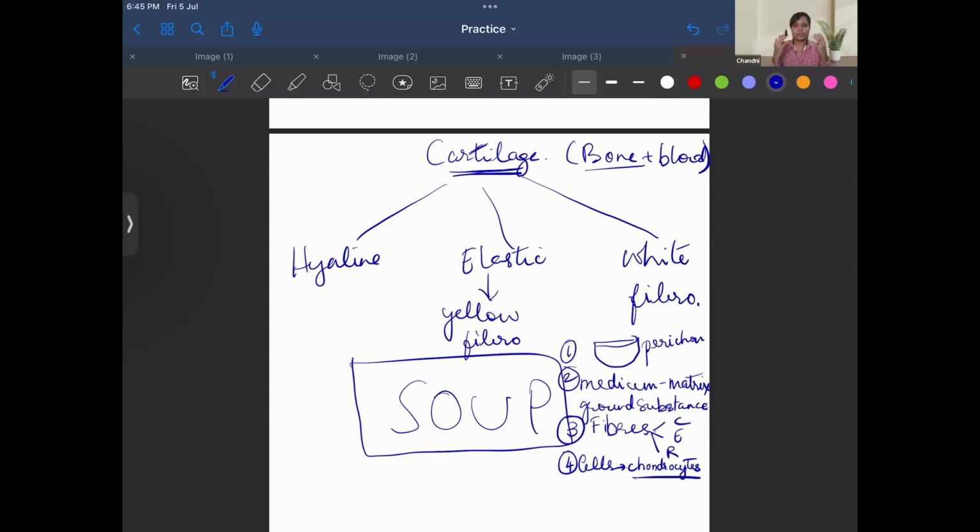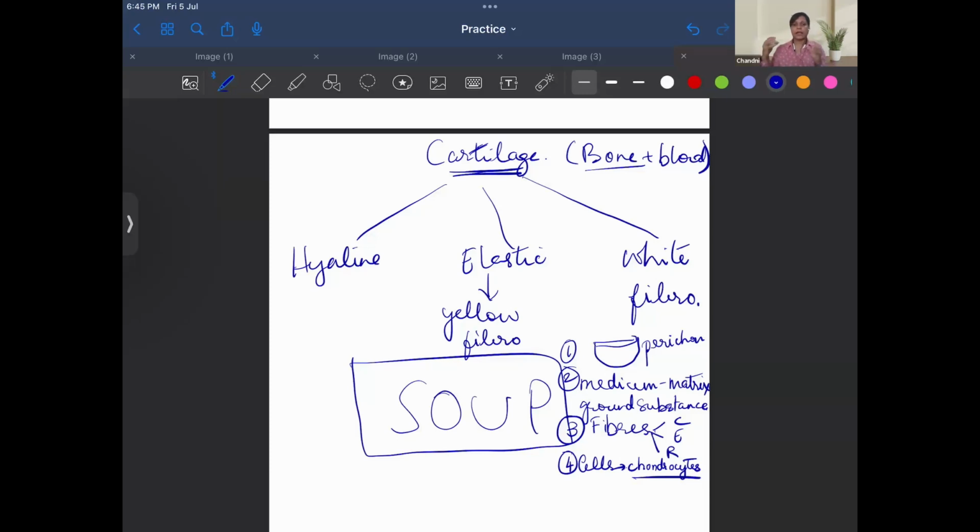So this is the outline. Now if I have to study cartilage, I will first think of the soup bowl, perichondrium. Now I will think about perichondrium in hyaline, perichondrium in elastic, perichondrium in white fibro. Then I go to the medium, ground substance. How is the ground substance in hyaline, elastic, white fibro? Study them together. Then only you will remember what it does. When you know what it does, you know where to find it in the body. And this is a common question. Where do you find this cartilage in the body, right? Then you will not forget it, okay?